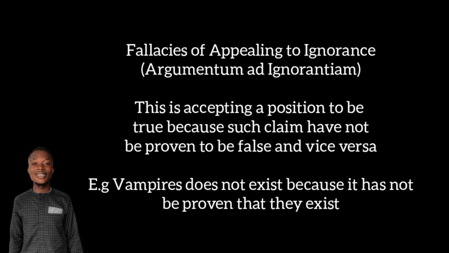Now, the next one is the fallacy of appealing to ignorance, and the Latin name for this is argumentum ad ignorantiam. This fallacy is committed when you accept a claim or make a claim based on the fact that it has not been proven to be wrong or true. You are accepting this claim to be true because it has not been proven to be false, or you accept this claim to be false because it has not been proven to be true.